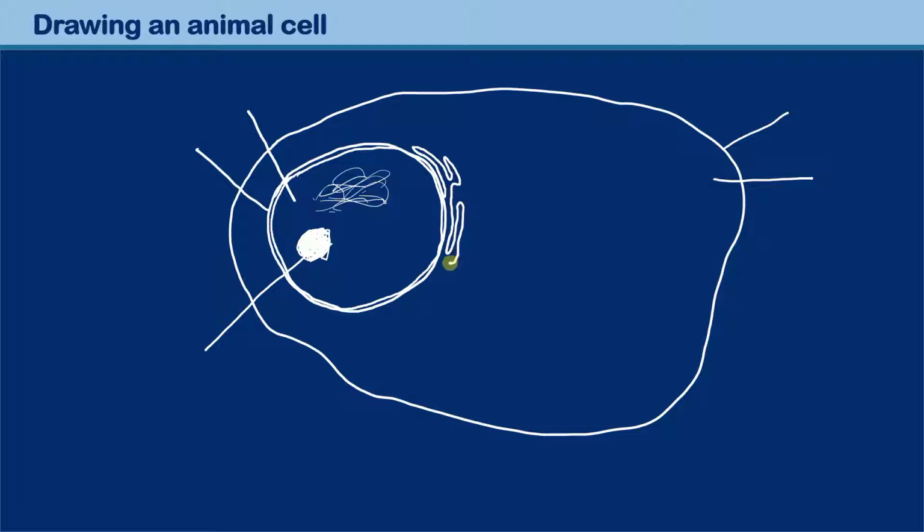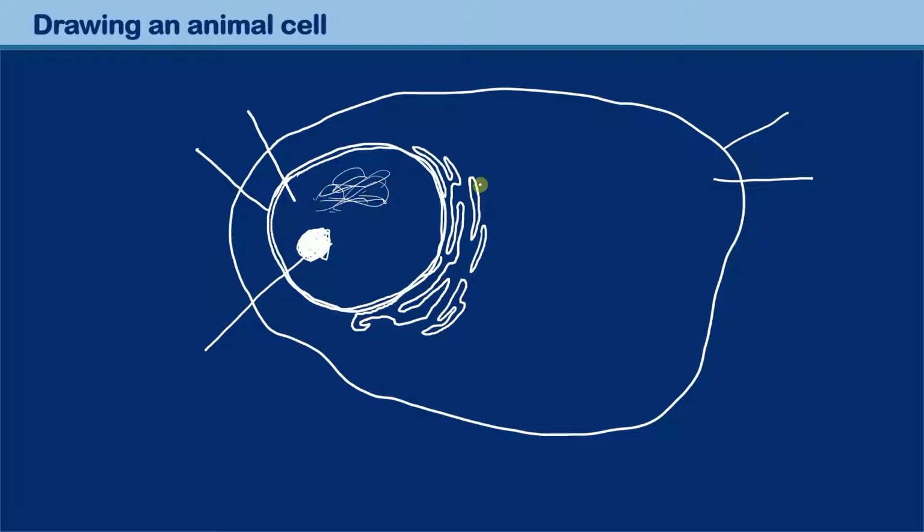And am I drawing a line here? Of course I am. So this is also made of a membrane. It goes back here again. Some of these are also detached a little bit and goes like this. And that's the rough endoplasmic reticulum.